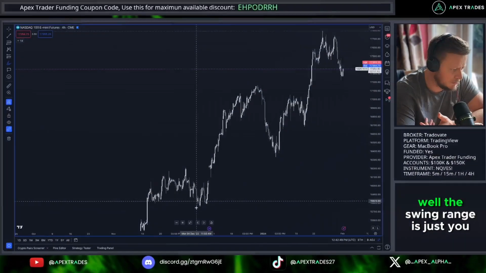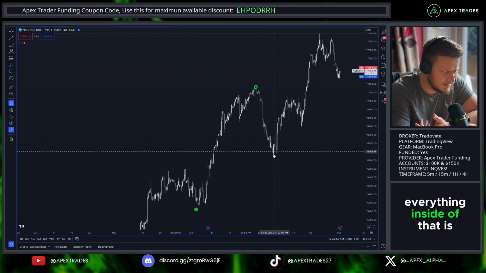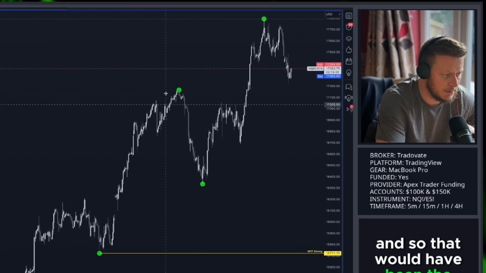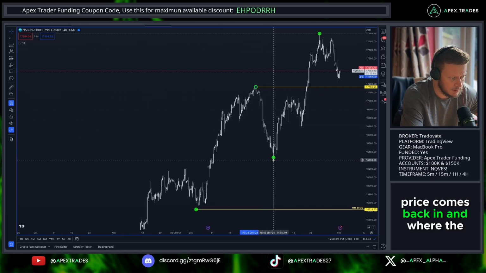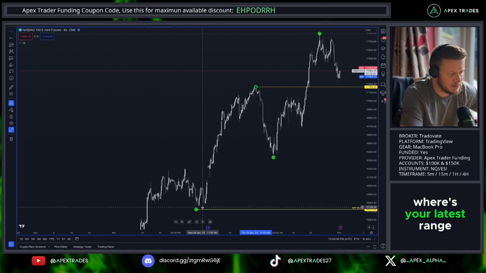So our first step is just, where's the swing range? Well, the swing range is just the top to the bottom. Everything inside of that is just internal ranges, right? And so that would have been the initial range, swing range. But then, of course, price comes back in, and then where does it go? It breaks through. And so first you want to identify where's your latest range.